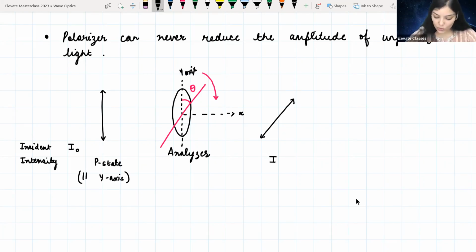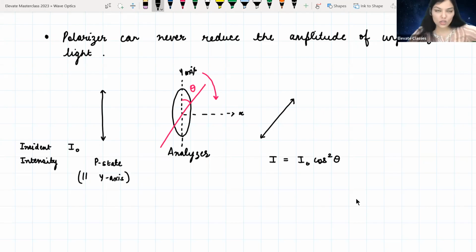Okay. But now I want to find out what the magnitude is going to be, what intensity I will get here. Okay. So I know that my original incident intensity I naught is directly parallel to the y-axis, and the analyzer is making an angle of theta. Okay, so I can take the component of the incident intensity along theta, right? So what will I get here? I will get I is equal to I naught cos square theta.